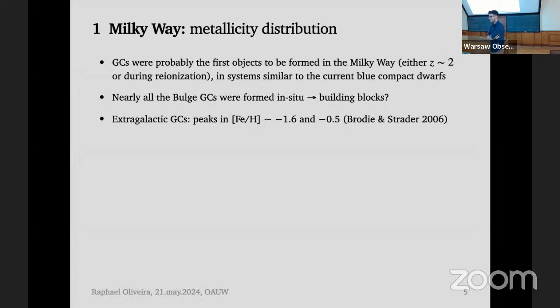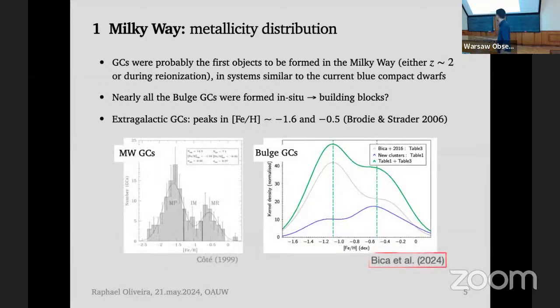So when it comes to metallicity distribution, if we look at extragalactic globular clusters, we have peaks at -1.6 and -0.5. And if we look at all the Milky Way globular clusters, this distribution is similar. So these peaks are similar. But if we look only at the bulge globular clusters, we see that the more metal-poor peak is around -1, which is in this middle region here.